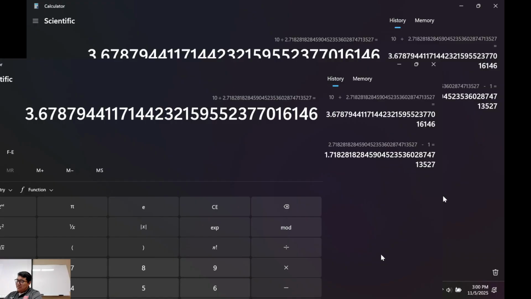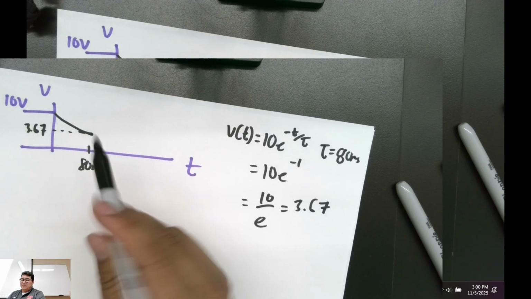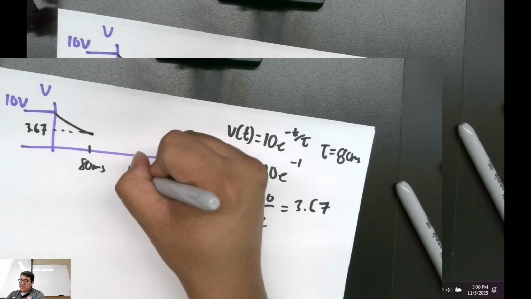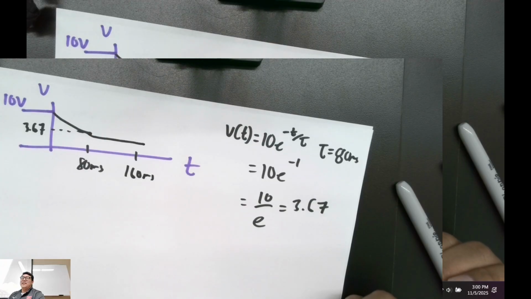So what I just did was 10 divided by e. Is that good with everybody? Right? 3.67 volts. So then you're trying to draw this graph, but I'm just going to give you guys the cheat answer right here. 3.67. And then you're going to do another time constant, 160 milliseconds. You're going to start realizing it's going to go all the way down.